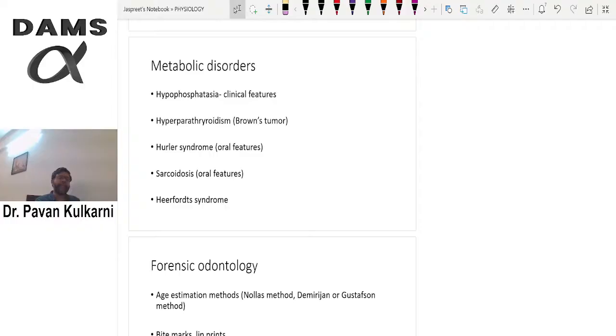You should know particularly about Hurler syndrome, particularly the oral features. The oral cavity manifestations are very commonly asked. Sarcoidosis, oral features are asked. And Heerfordt syndrome. All of us know there's something called uveoparotid syndrome or uveoparotid fever. That is Heerfordt fever, Heerfordt syndrome. That is also very commonly asked.